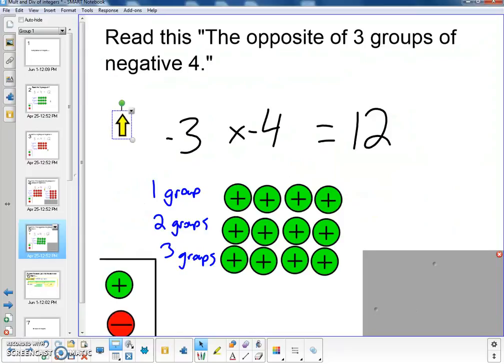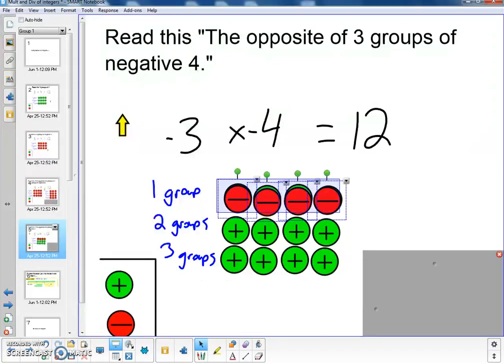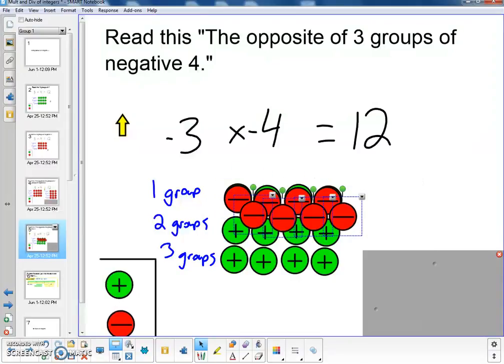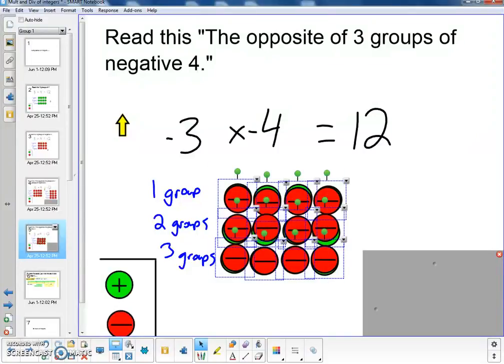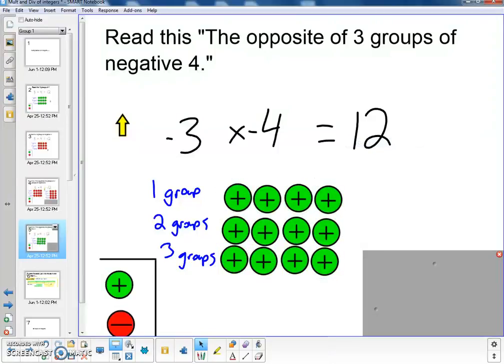Let's look at a different one. I'm going to read it this way. It says the opposite of three groups of negative 4. That is kind of weird. Okay, let's try to dissect it. If I had three groups of negative 4, again, like on the other one, here's one group of negative 4. Here is two groups of negative 4. Here's three groups of negative 4. It looks like this. But of course I want the opposite of that. So if I can just take the opposite of that, let's see if this works. There they are. That is a positive 12. So the opposite of three groups of negative 4 is a positive 12.